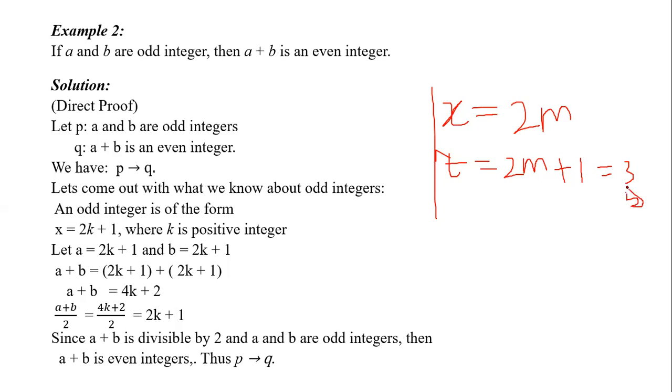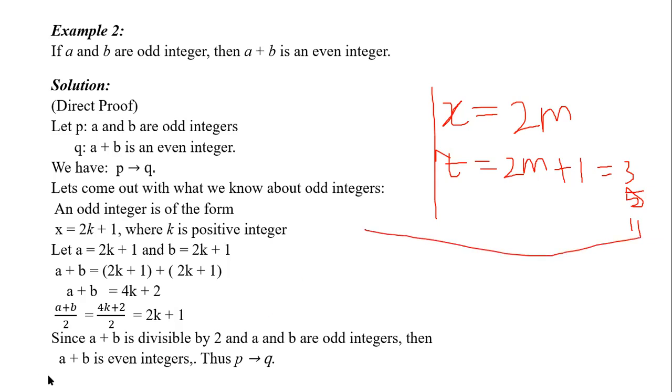If m is 5, 2 times 5 is 10, plus 1 is 11, which is also odd. So you see, we can now define our odd number by 2n plus 1, because whenever you add 1 to any even number, you get an odd number. So based on this fact about the odd numbers, we can now also prove that a plus b is an even number, that when we add two odd numbers, we get an even number.